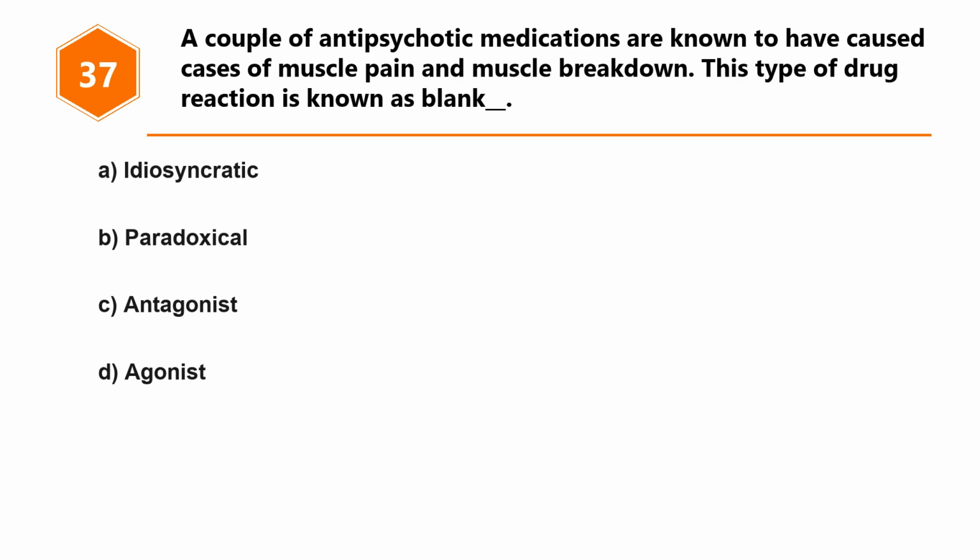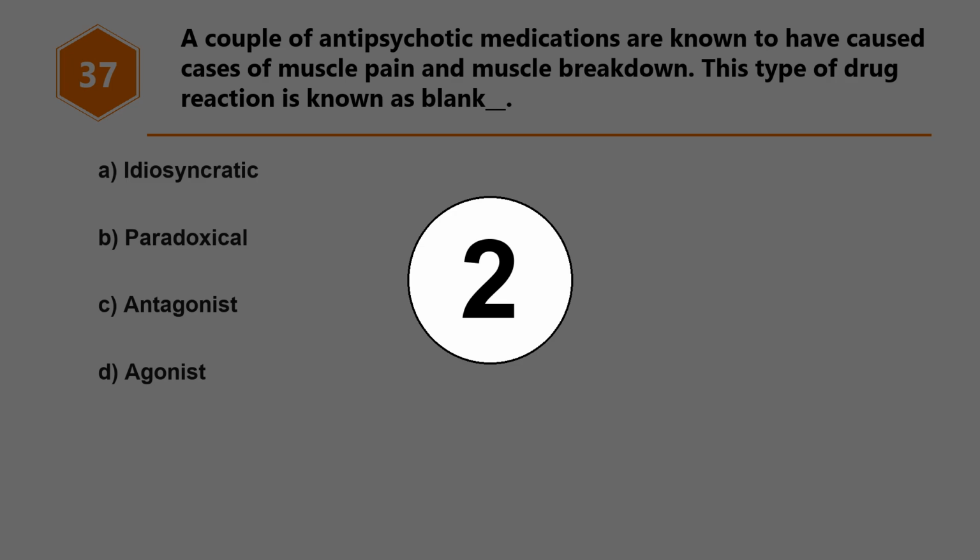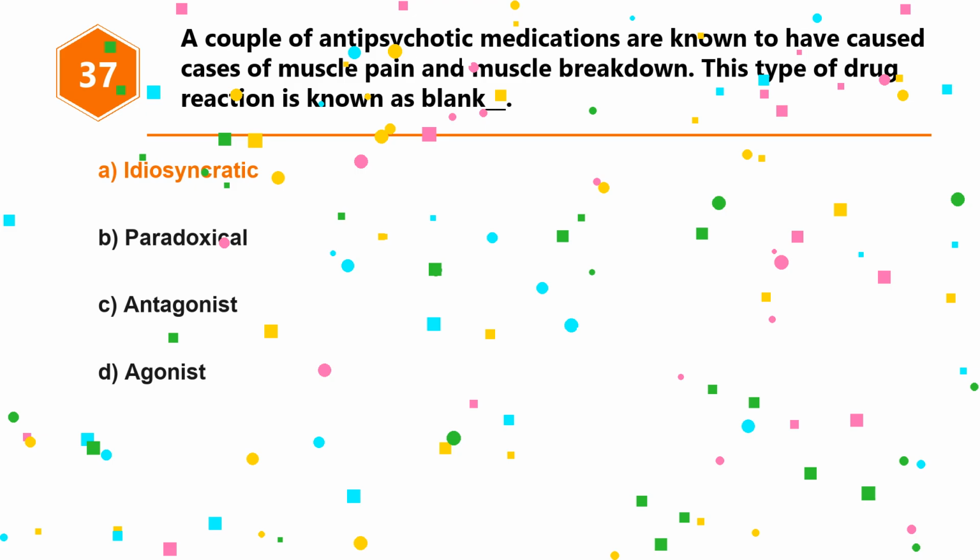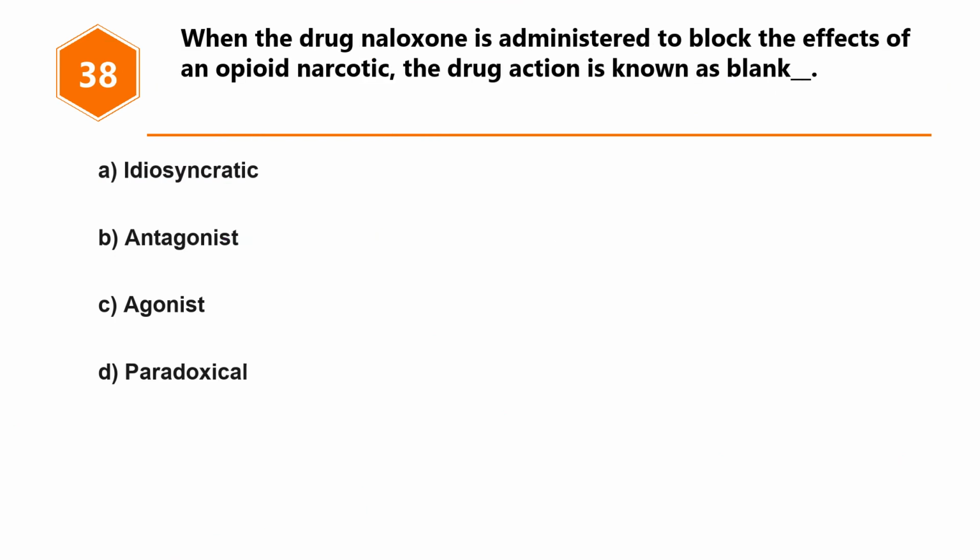Question 37. A couple of antipsychotic medications are known to have caused cases of muscle pain and muscle breakdown. This type of drug reaction is known as this. Option A. Idiosyncratic. Option B. Paradoxical. Option C. Antagonist. Option D. Agonist. The correct answer is option A. Idiosyncratic.